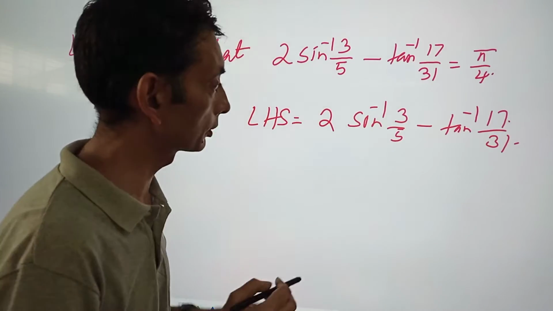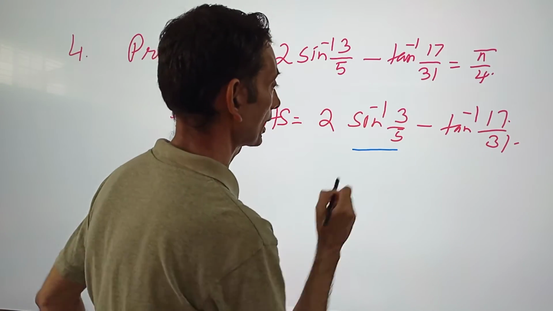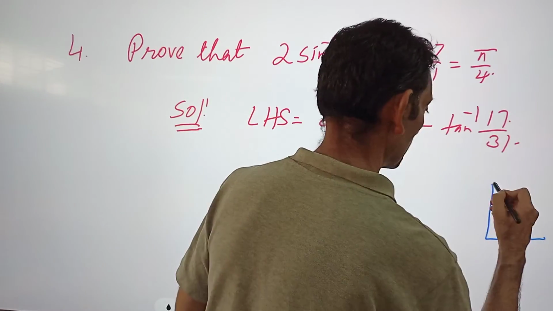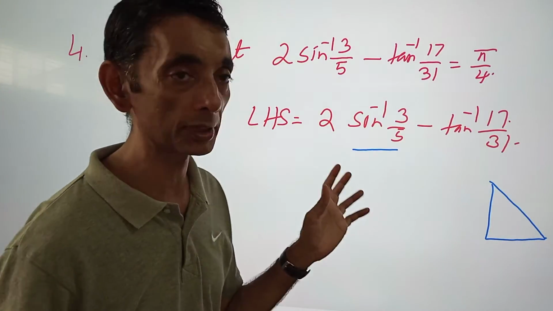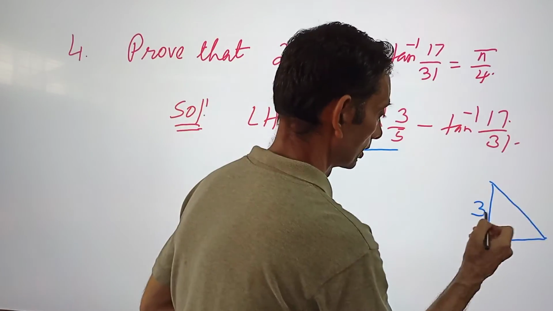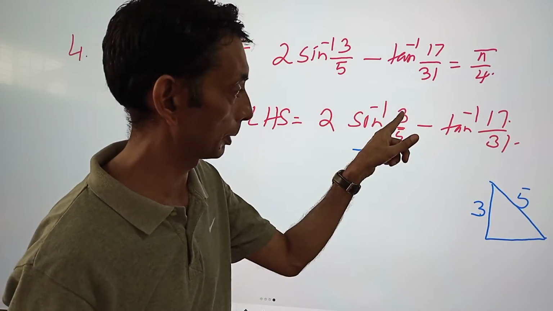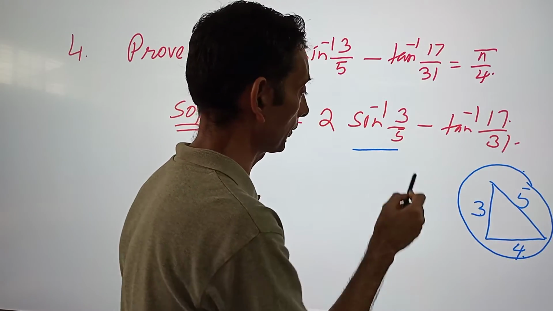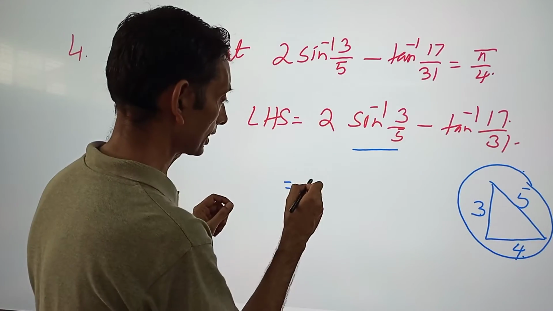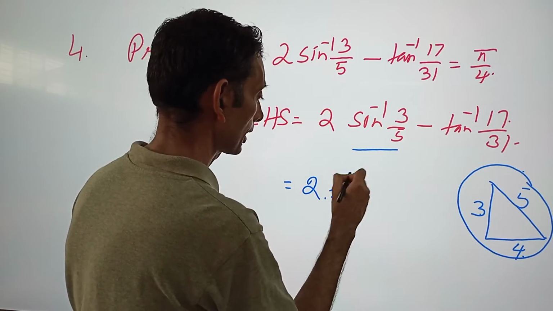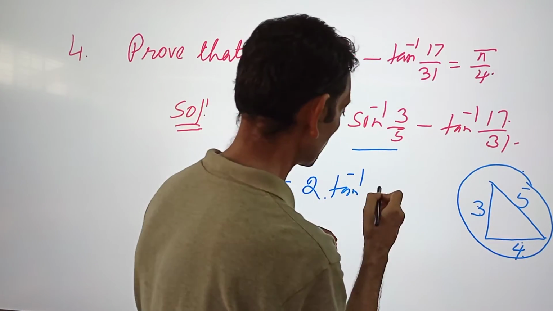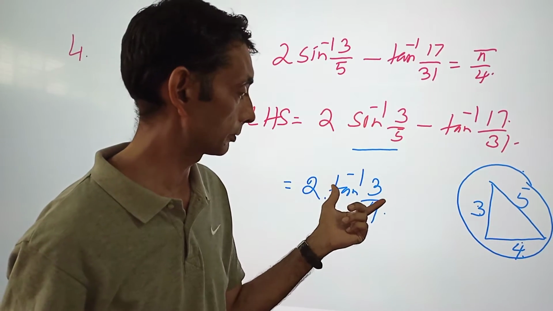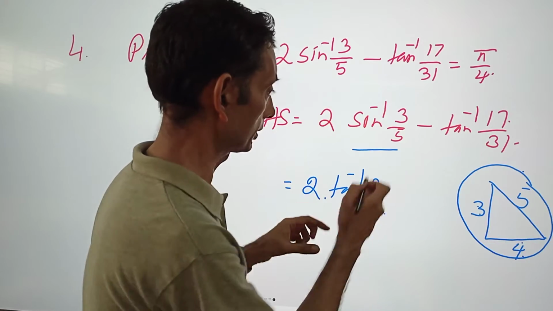Now in step 1, what I'm going to do is express sine inverse 3 by 5 in terms of tan. We know that sine means perpendicular by hypotenuse. So if we express it in terms of a right triangle, 3 by 5 is perpendicular by hypotenuse, so the base will be 4. Using this triangle, we can write sine inverse 3 by 5 in terms of tan. Tan means perpendicular by base, so it is 3 by 4. So we can show that sine inverse 3 by 5 is equal to tan inverse 3 by 4. I know all of you have done this, so I have written it directly.